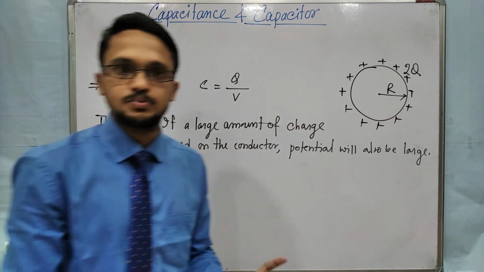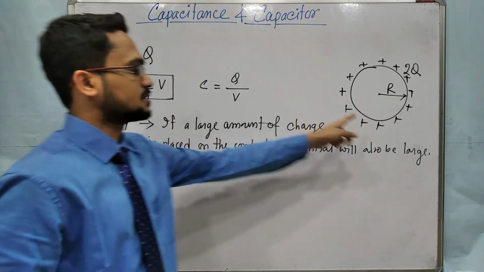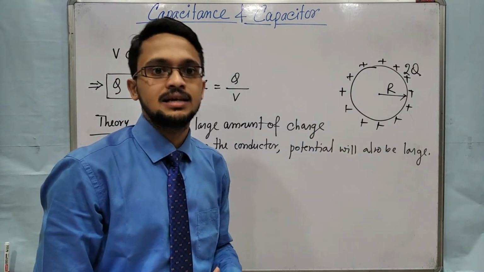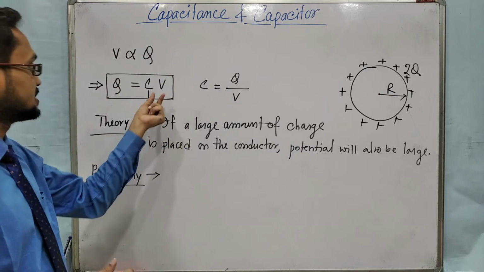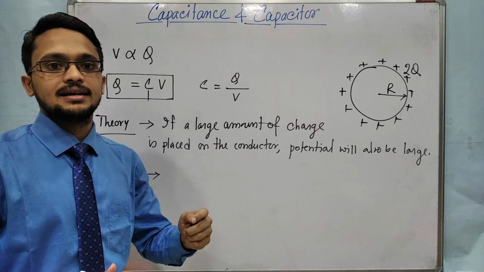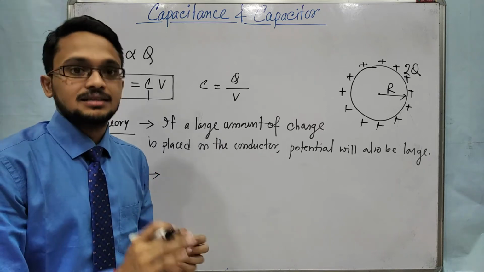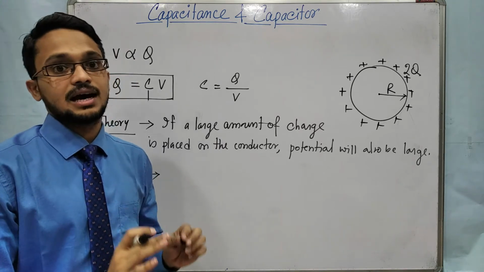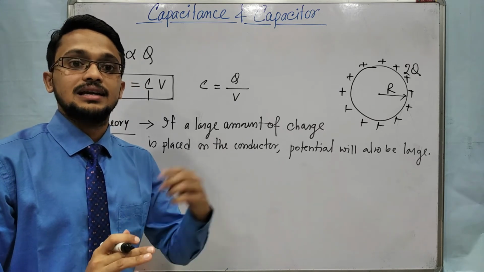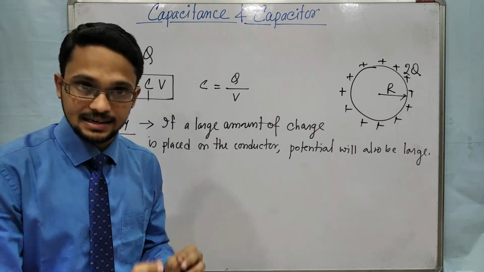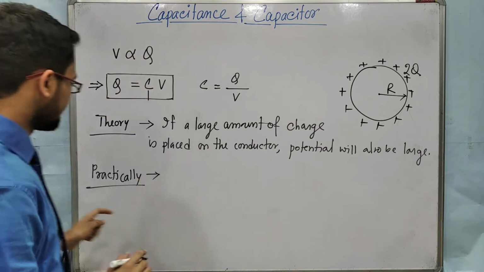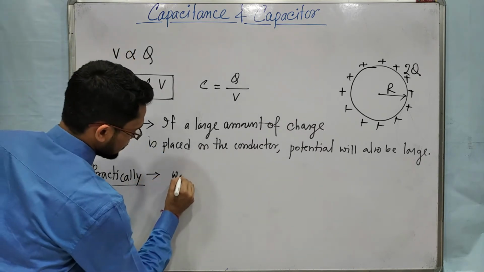Practically we cannot put an infinite amount of charge on any conductor. What happens if we put an infinite amount of charge? The potential will be so large that it will ionize the surrounding medium, and charges will leak into the surrounding medium, and hence the potential of the conductor will decrease.